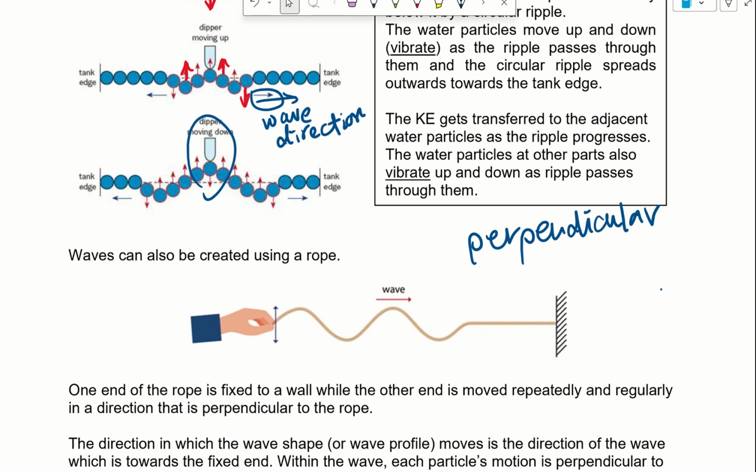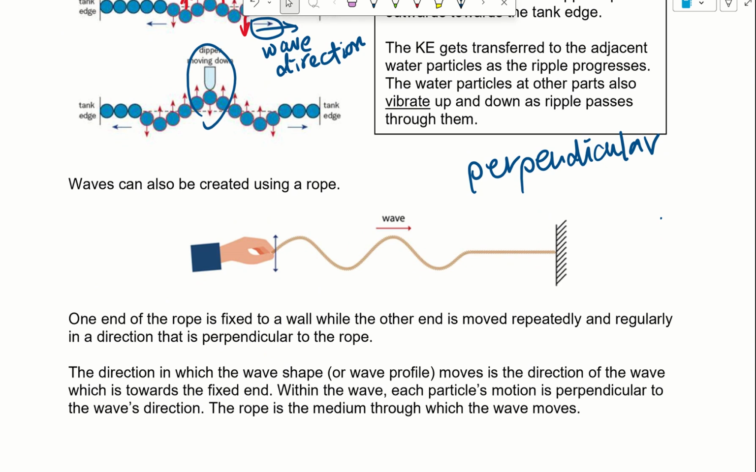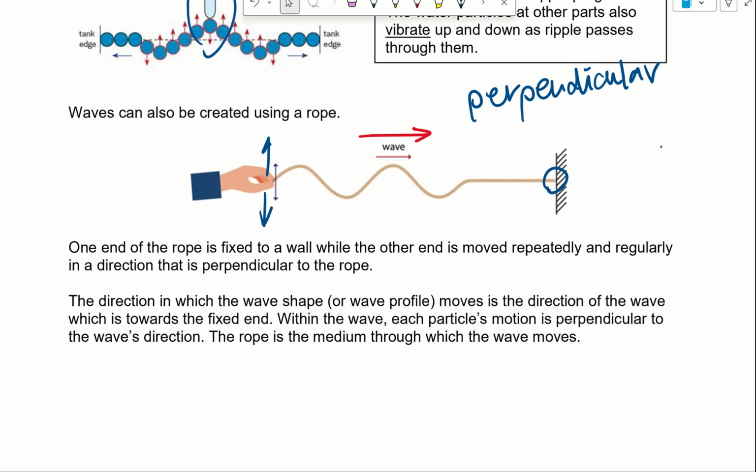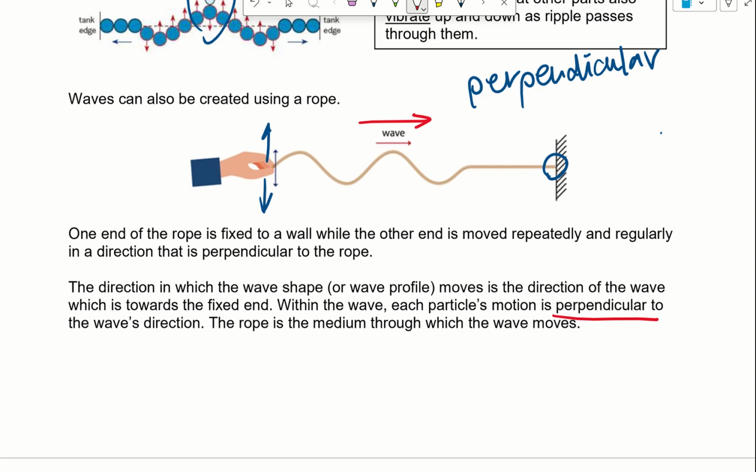Okay, now the waves can also be created using a rope. So if I were to tie a rope to the wall, you've seen those people doing this gym exercise. They move the wrist up and down, they move their arms up and down. Okay, they move the arms up and down, but the wave is going away from them, and it shows the direction in a perpendicular direction. So keyword perpendicular.